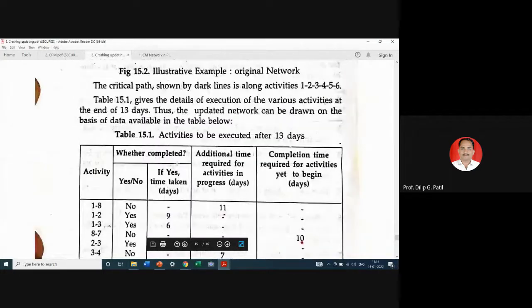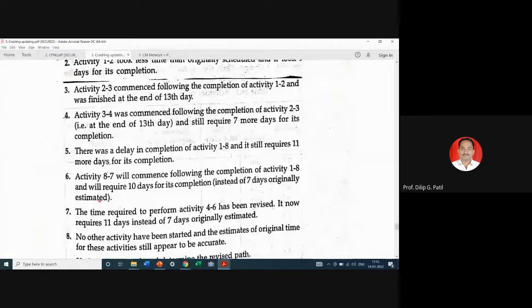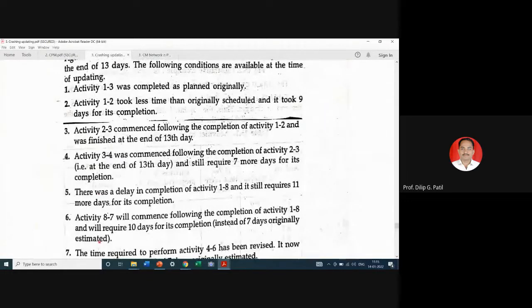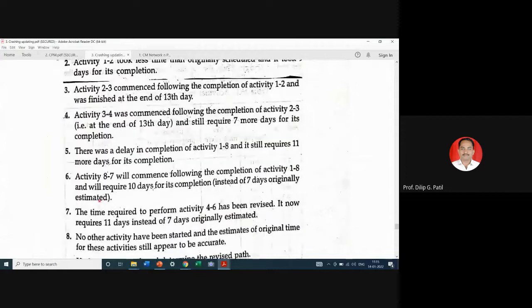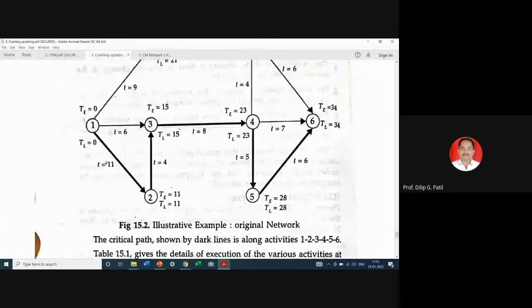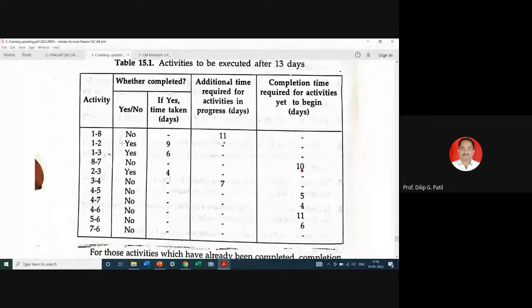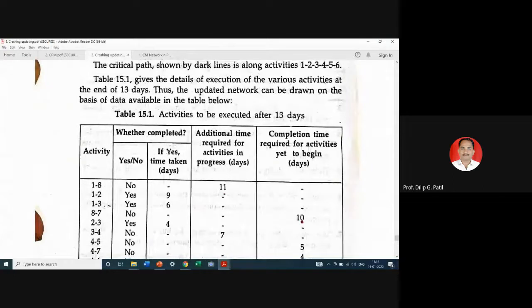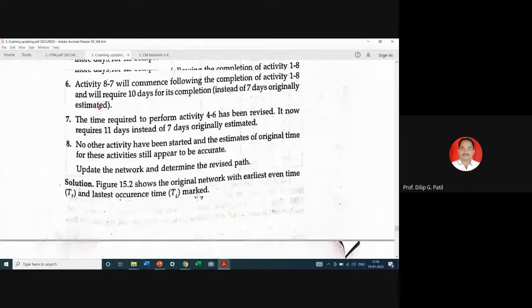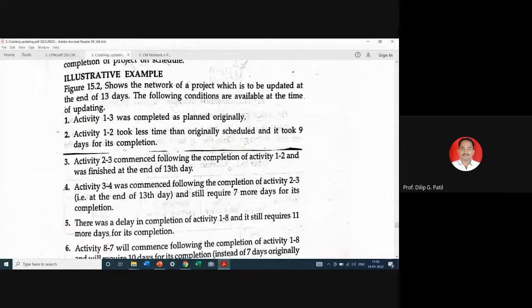And second condition, activity 1.2 took less time than originally scheduled and it took 9 days for its completion. Activity 1.2, 9 days instead of 11 days. 1.2 took 9 days, but we do not need that. Then activity 2-3 commences following the completion of activity 1.2 and was finished at the end of 13th day.